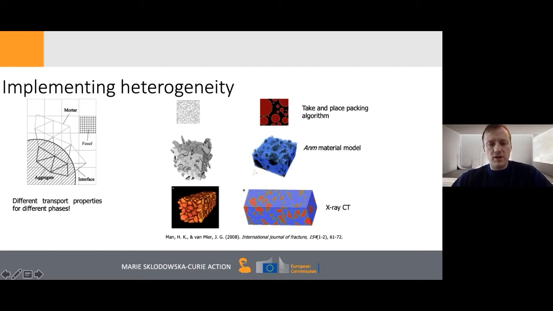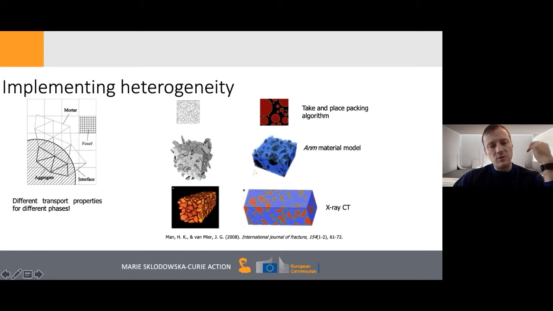A second approach is to use a more complex packing algorithm, for example, an A&M material model that Erik also briefly introduced, in which we can pack realistic shaped particles into our domain. Then, the same way, we map this onto our lattice, and we can have aggregates, we can have the matrix, and we can have the interface. Finally, if we really want to use a real material structure, we can use a CT scan and then map that onto our lattice and use that as the basis for our simulations.